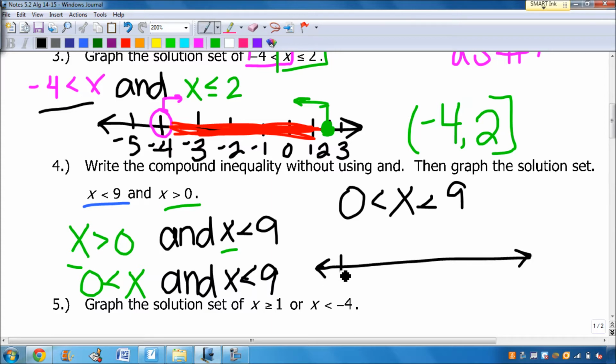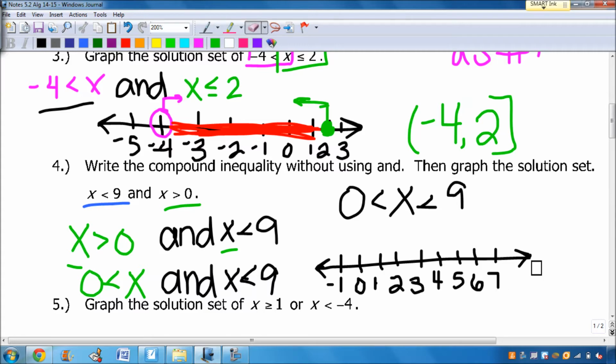So my smallest number is 0, so I'm going to go 1 to the left of it. So I'm going to start at -1, and I'm going to go all the way up until I get to 1 to the right of my largest number, which is 9. So I'm going to stop at 10, okay? Right here, 8, 9, 10.